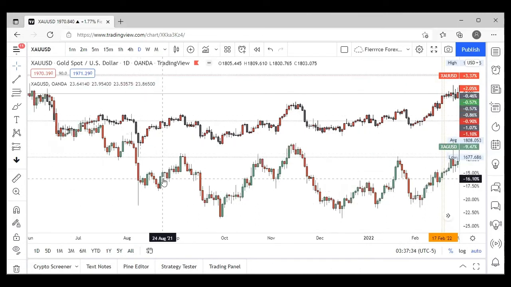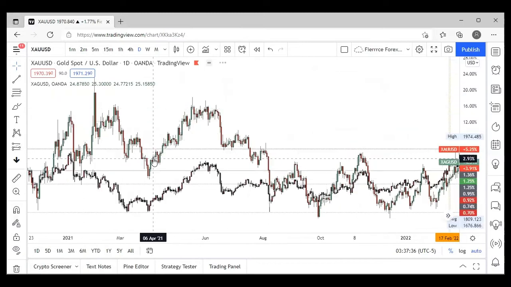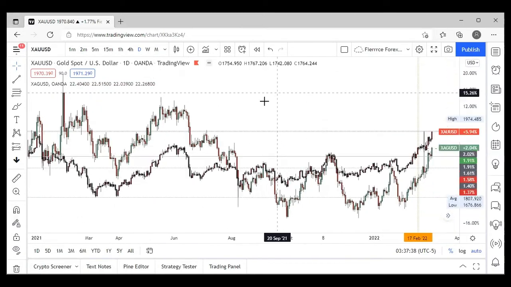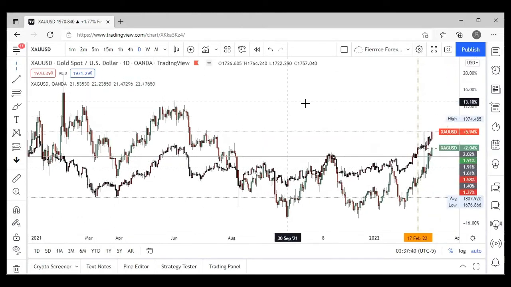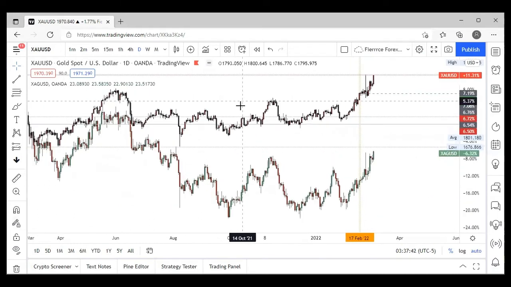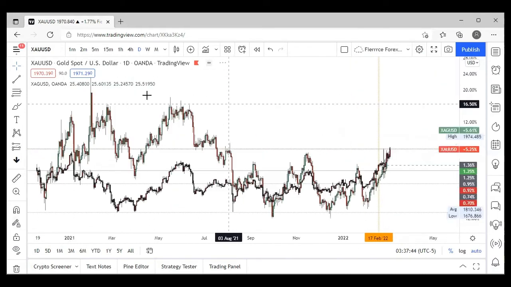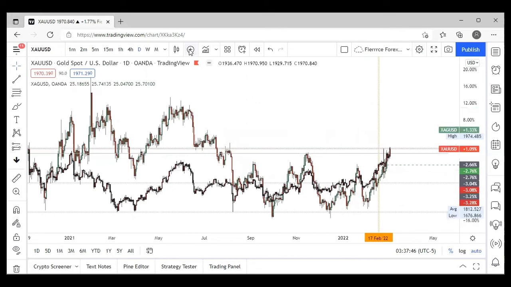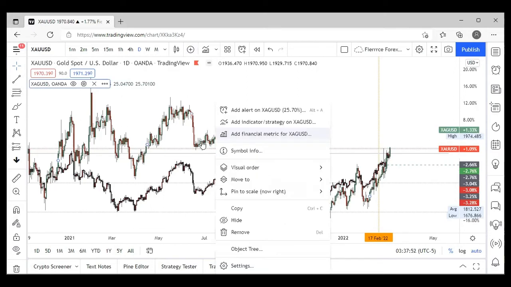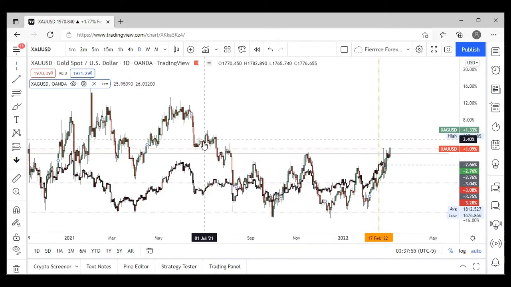So you can then decide which pairs you want to trade technically. But we can see gold and silver are moving relatively the same way. So this compare button is for you to be able to compare two different currencies, and you can edit the type of chart by just double clicking on it.